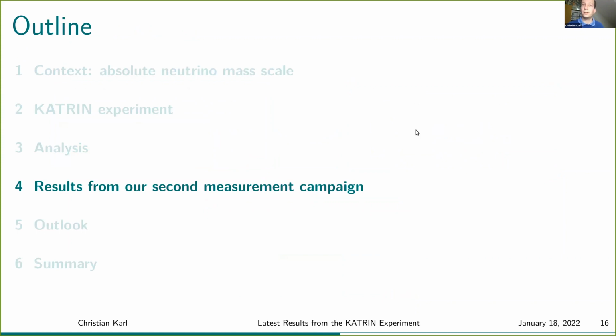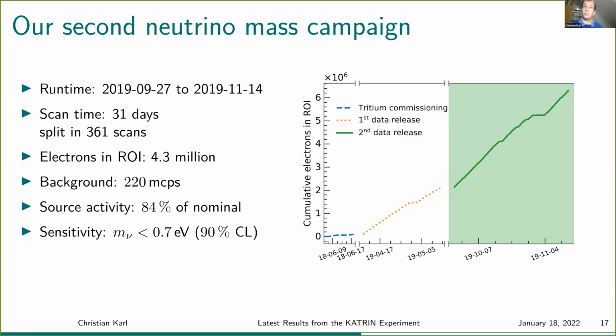So this is the full procedure, and now I would like to show you the results from our latest measurement campaign. A bit more detail to come for our second measurement campaign. It ran in basically fall 2019 with a scan time of 31 days split into 361 scans. Altogether in this campaign, we collected 4.3 million electrons in the region of interest.